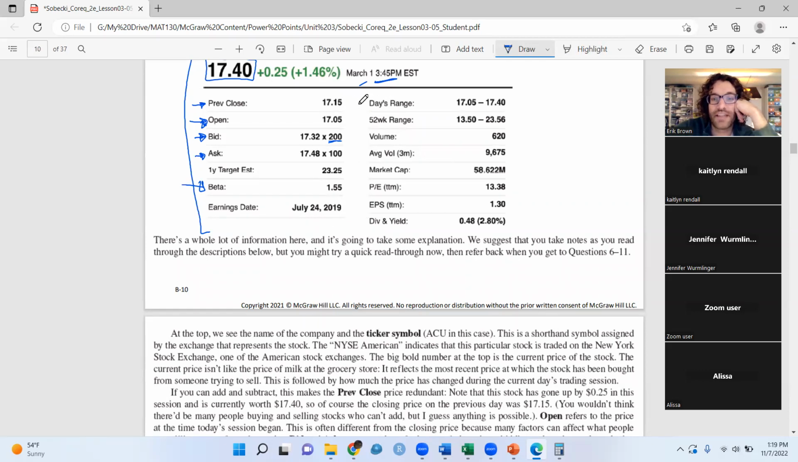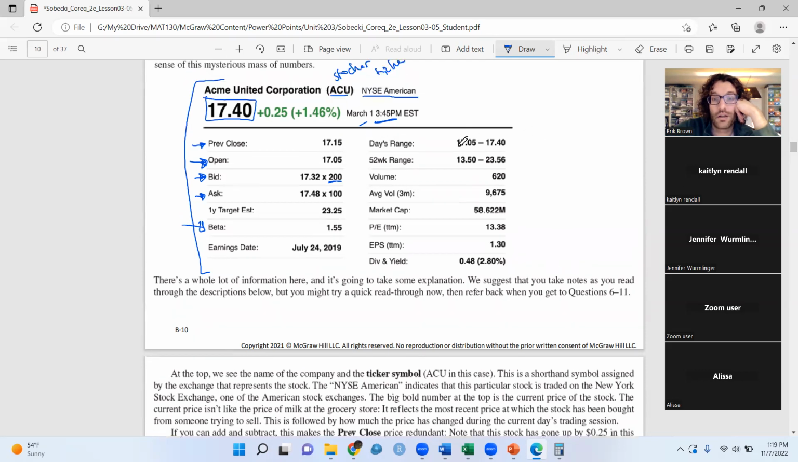All right, so then we have the day's range. This is the lowest value of this trading day, March 1st, that the stock was at. Notice it was the opening. And this is the highest it's been for the day. Notice it happens to be the current value of the stock. That's not always true. And this number will change throughout the day because it changes moment by moment.